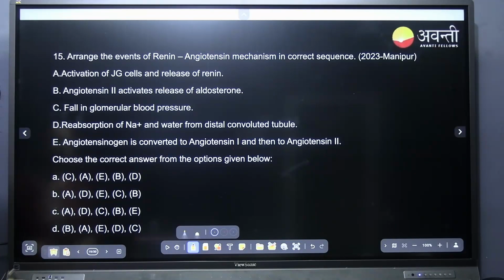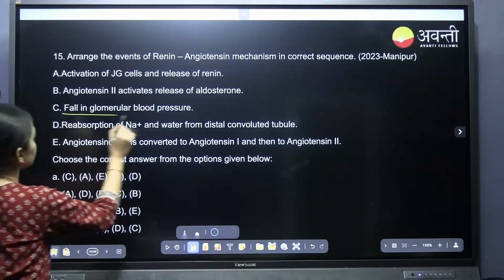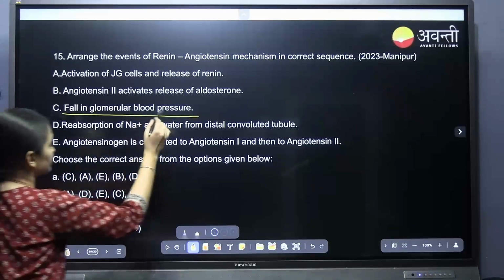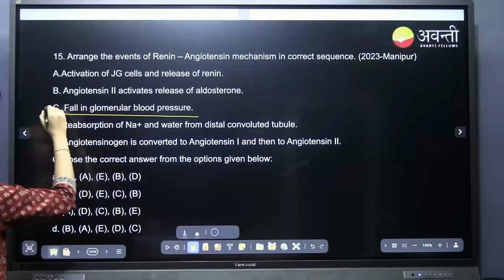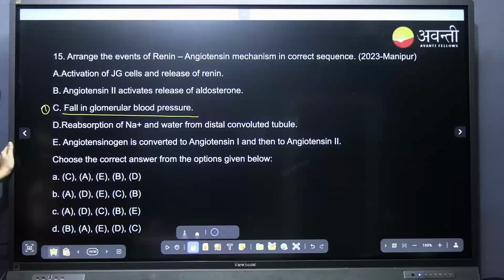The first one is fall in the glomerular blood pressure or GFR. Fall in the GFR. So this will be the first option. If we see the first option, we get the answer from the starting. Yes, A is the correct answer. So fall in the glomerular blood pressure activates the JG cells and releases renin.